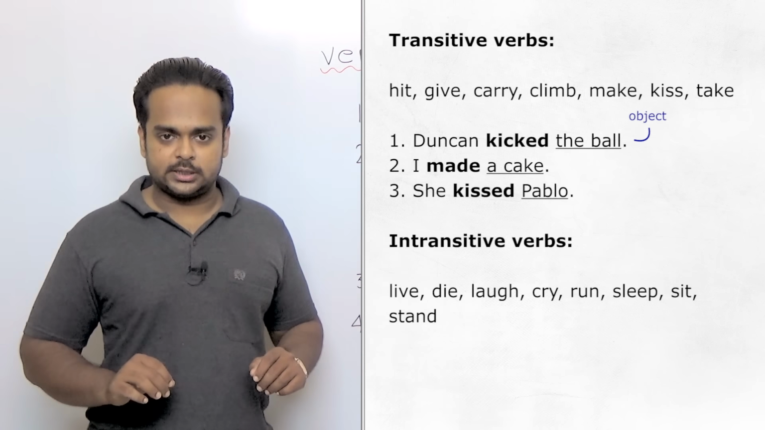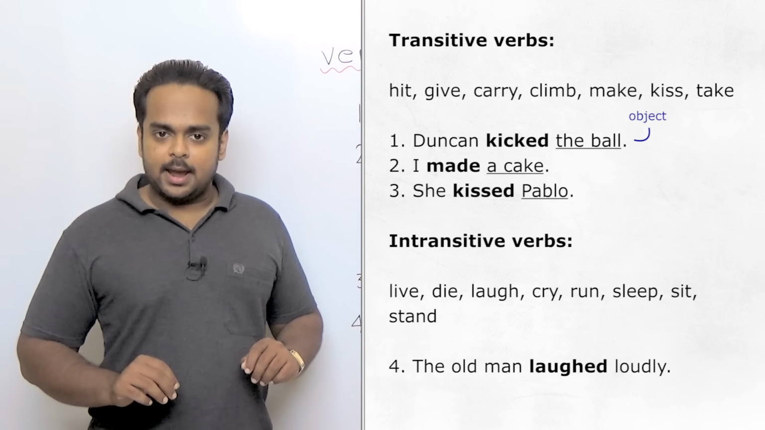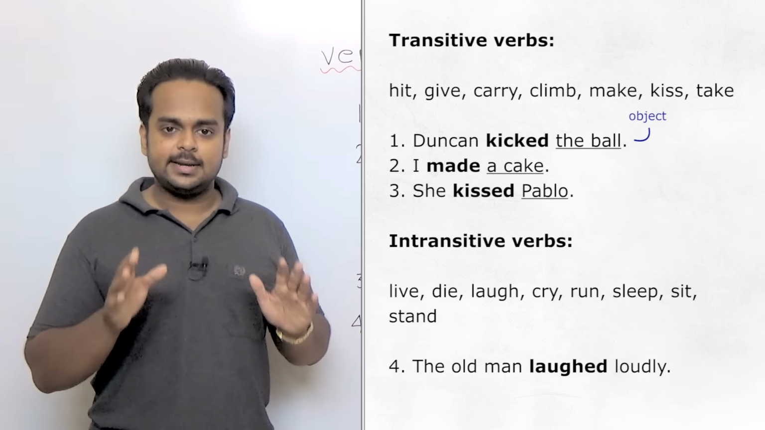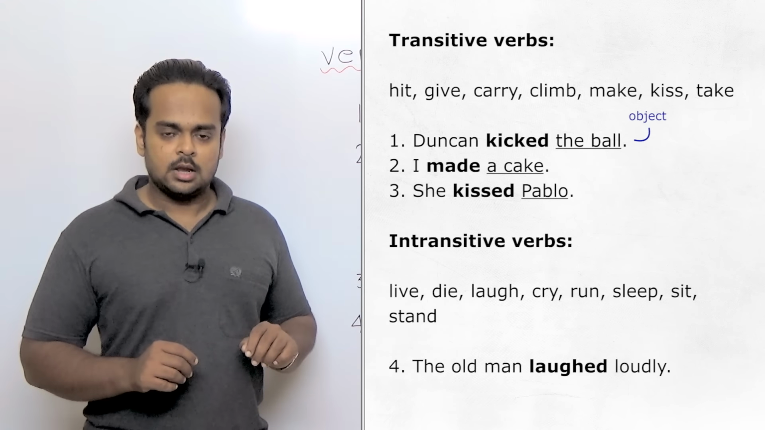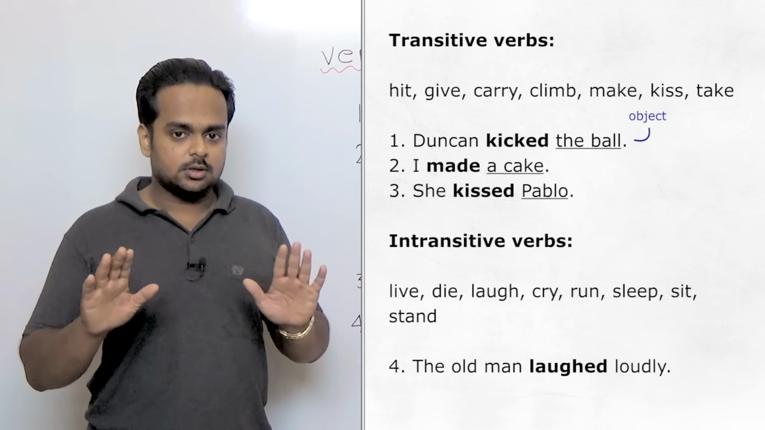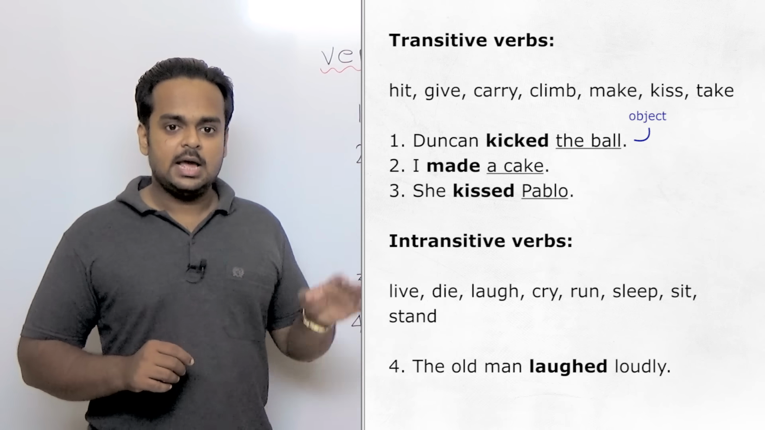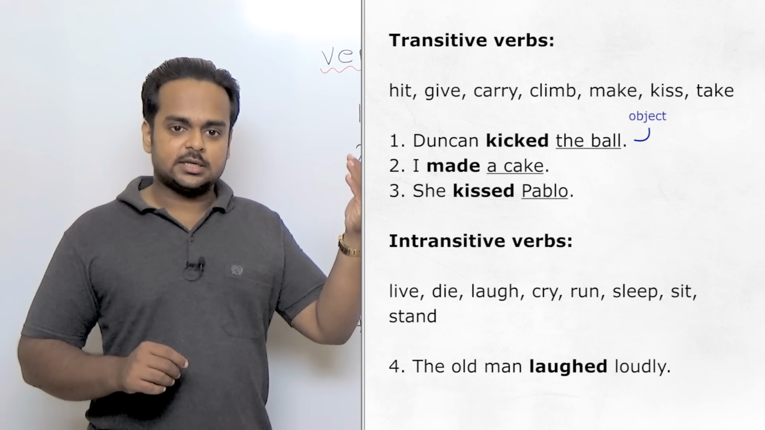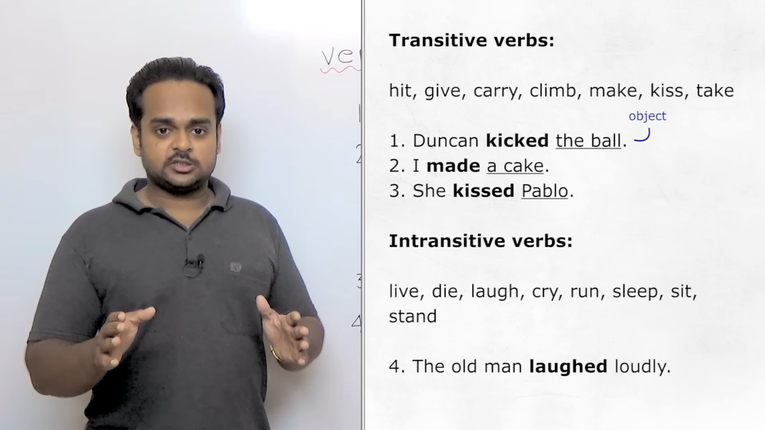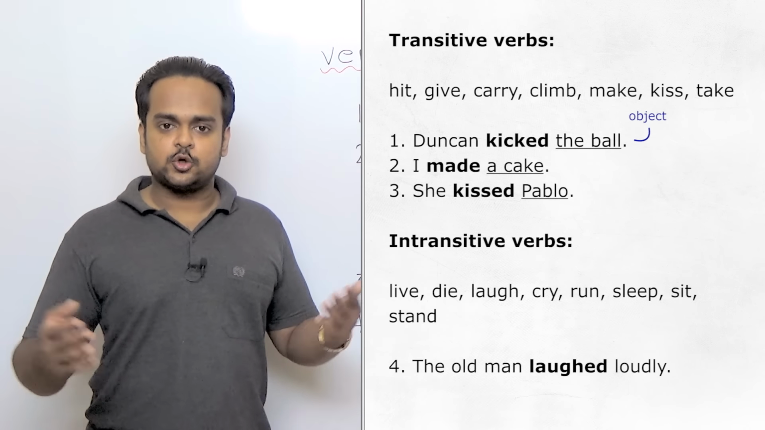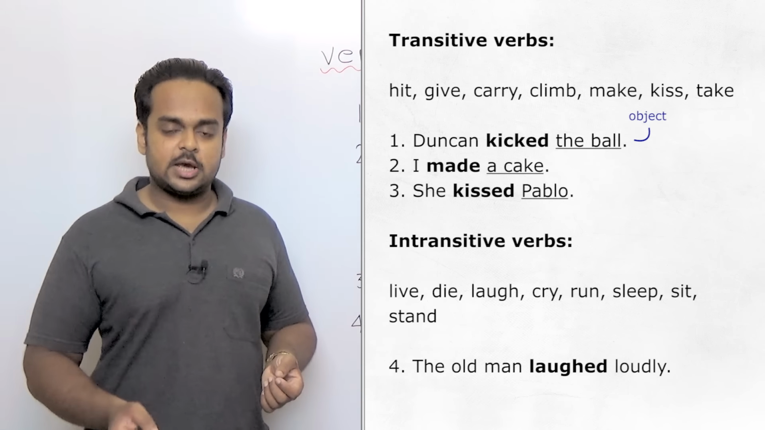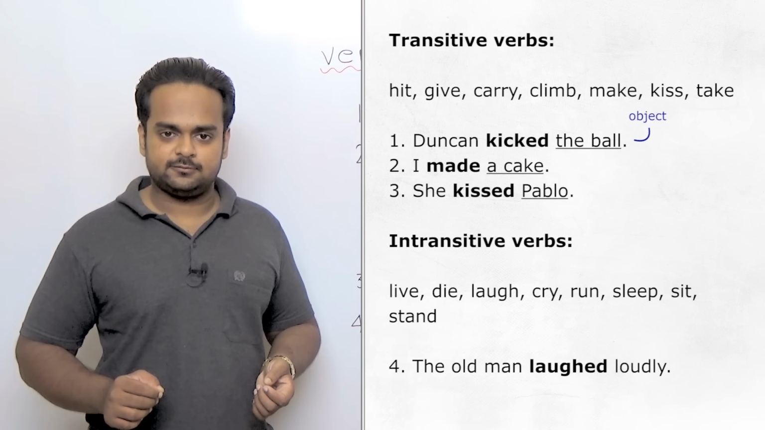They don't take objects. For example, the old man laughed loudly. Notice that in this sentence, there is no object. We're saying the old man laughed, but then loudly is not a person or thing receiving the action. That's just an adverb that gives us information about laugh. So if you ask the questions, the old man laughed who? Or the old man laughed what? You will get no answer. That's how you know that that verb is intransitive.